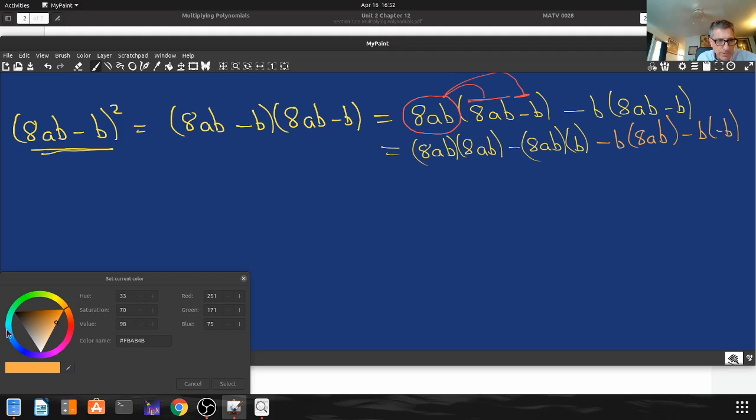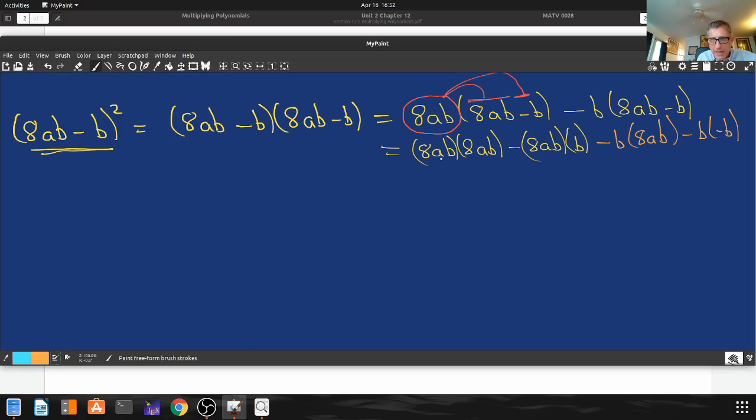So now let's start simplifying. So 8ab times 8ab, well, that's equal to 8 times 8, which is 64. A times a, which is a squared. B times b, which is b squared. Now this is minus 8 times a, and b times b is b squared. Now this is again minus b times 8ab, which is the same thing as minus 8ab squared. So let's do that over here.